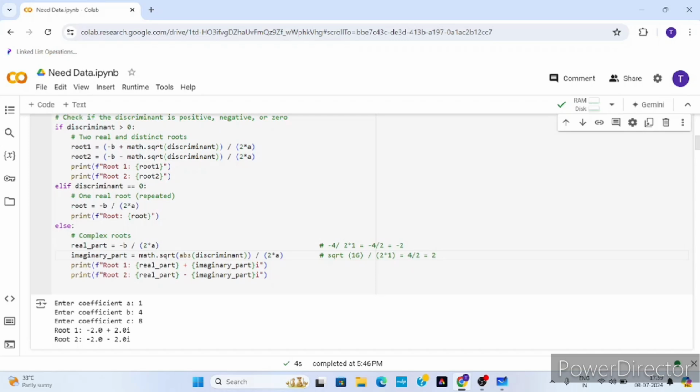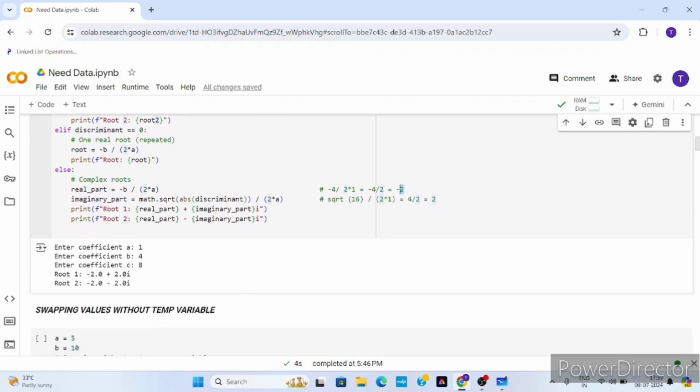So in the print function, the real part will be minus 2. So I'm just getting the minus 2, which will be a float. Here I used the integer type, so here I will be using the float type, and the imaginary part will also be float type. That's it. And here also minus 2 and minus 2.